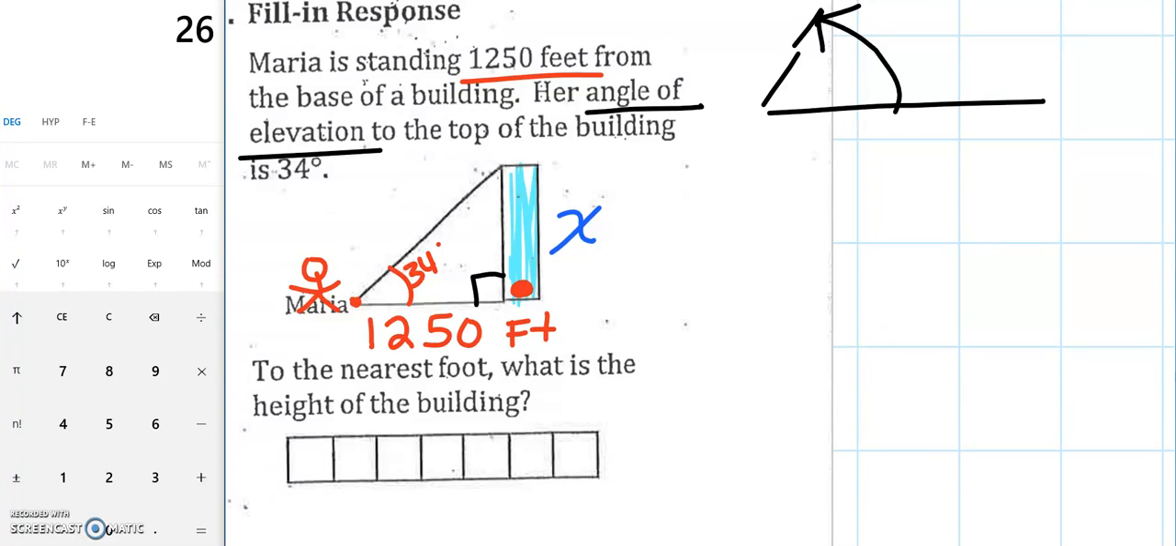We can't use Pythagorean theorem. We only have one side length. This is not a special right triangle. 34 degrees is none of our special right triangles. Have to use trig. So let me label in what I have.